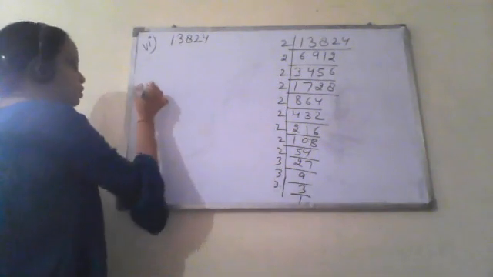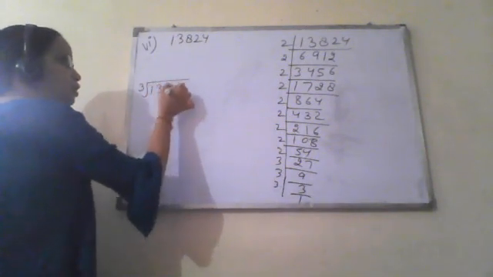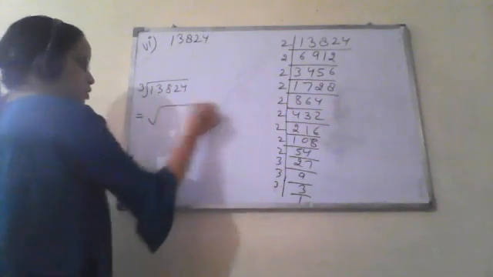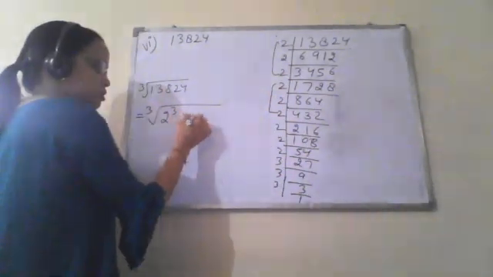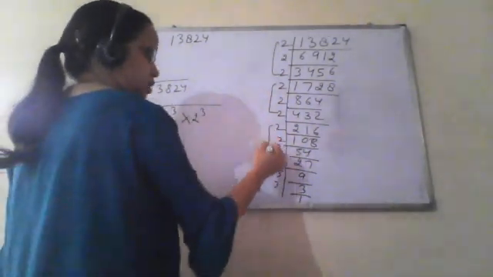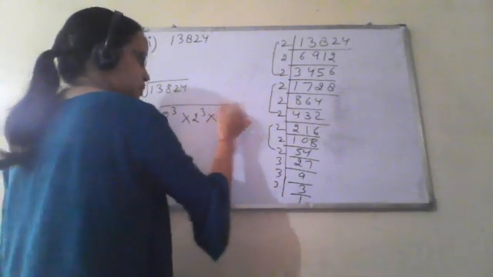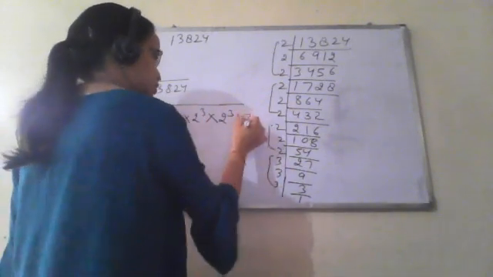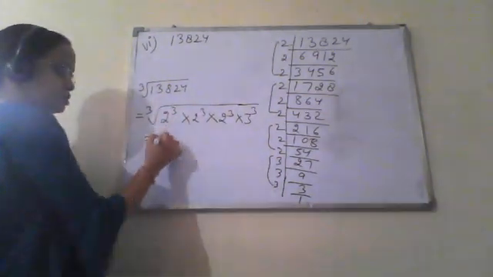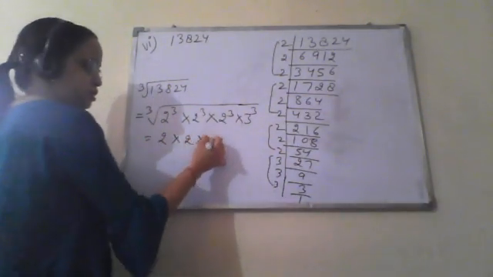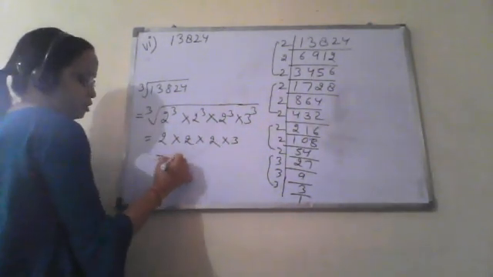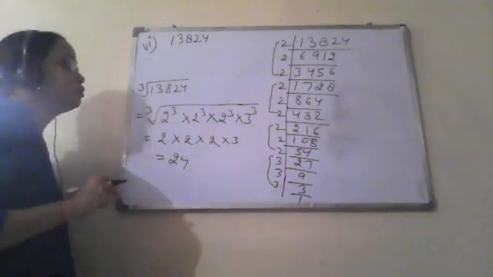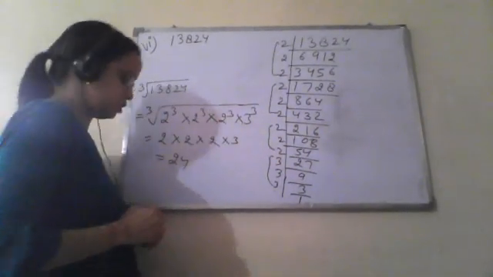So cube root of 13824. One triplet of 2, so we'll write 2 to the power 3. Again a triplet of 2, this is 2 to the power 3. And again a triplet of 2, 2 to the power 3, and one triplet of 3, so 3 to the power 3. So this is one number from each triplet: 2 into 2 into 2 is 8, 8 into 3 is 24. So the answer is 24. So the cube root of 13,824 is 24.